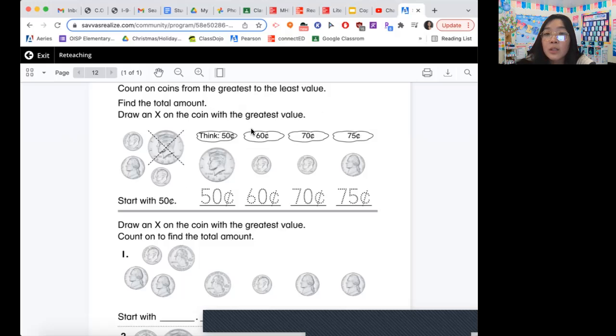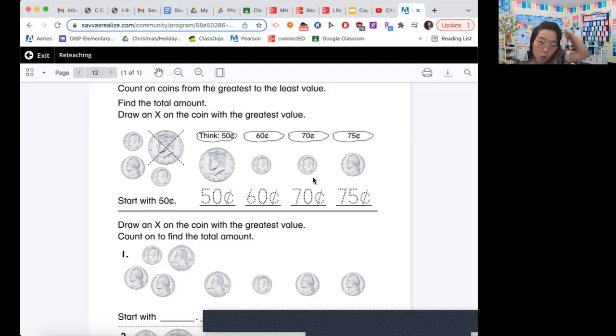So the way you would count it is you start with the biggest value, 50, and then count on 60, 70, 75. This is why it's very important for you to memorize your coins, because it's going to be easier when you can automatically in your brain know, okay, a dime is 10, a nickel is 5, a quarter is 25. Also, it helps to learn how to skip count by 25s. 25, 50, 75, 100. 100 cents is equal to $1. So 1 quarter is 25 cents, 2 quarters is 50 cents, 3 quarters is 75 cents, 4 quarters is $1.